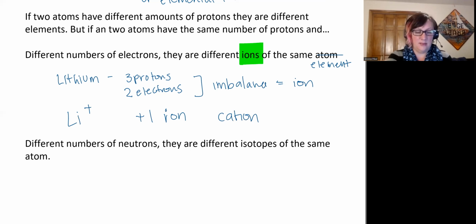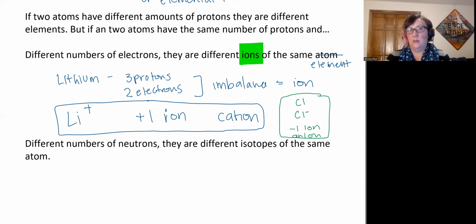So to counterbalance that, let's look at something that might be negative, like chlorine, the element. Chlorine is typically negative. So it is a -1 ion. And because it has a negative charge, we call it an anion. So elements can have different numbers of electrons, and then they become ions, either a cation or an anion. And we stop calling them elements at that point. We just call them ions. But they're still fundamentally lithium, right? One's lithium, the element, one's lithium, the ion of the element.